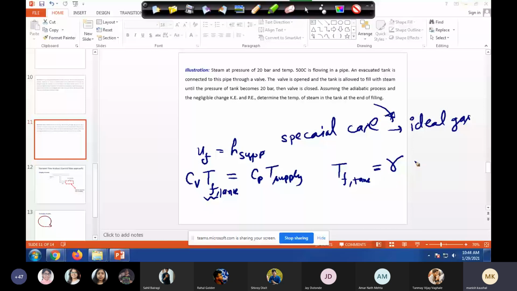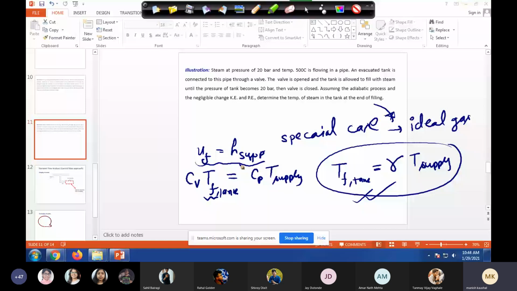So T final in tank is gamma into T supply. Doesn't matter. Gamma is nothing but CP by CV. So for ideal gas, this problem becomes quite simple. But if you don't have ideal gas, then here you have to stop and check the table and you have to guess the temperature. Okay, now let's do the same problem with the control volume approach. So we have seen this problem through the control mass approach. Now from the control volume approach.